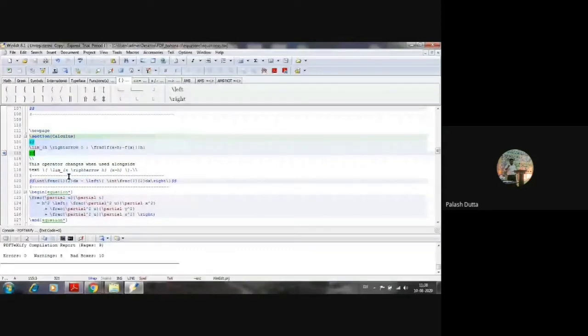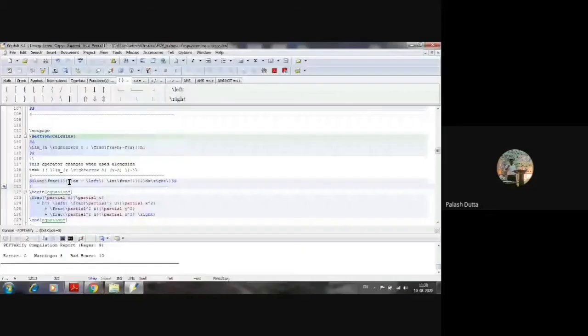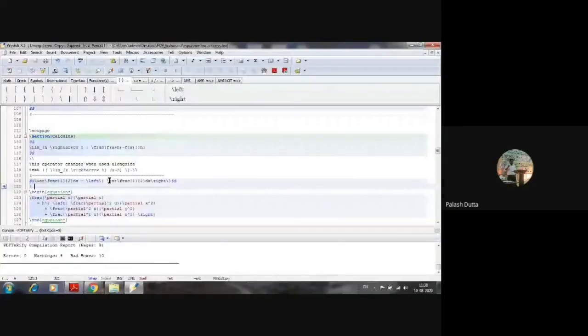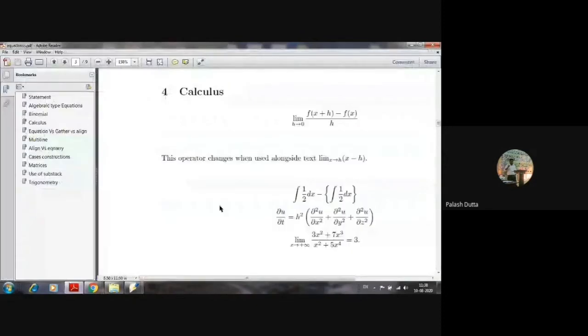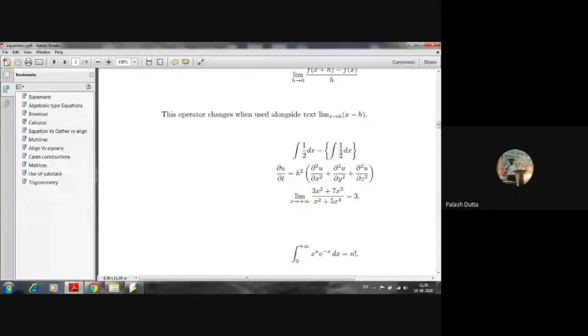In a similar way, for this, slash integral, fractional, frac half of dx minus... under parenthesis, left parenthesis, we have written integral half of dx, right? This is the expression here. Integration half of dx minus this much can be written in this way.